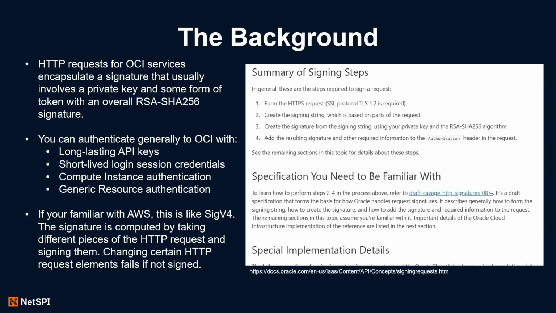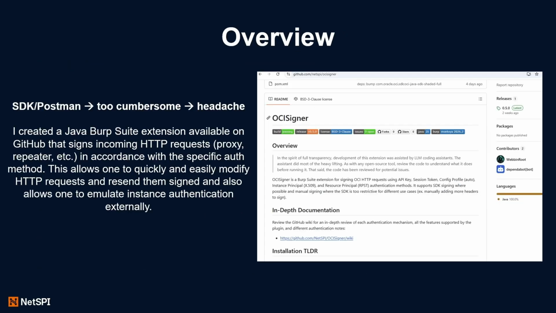That's what this is again. All these different forms of authentication are signed when they send their HTTP request to the server, and there are slightly different ways of getting the creds to sign them depending on how you're authenticating, but in all cases it's an RSA SHA-256 signature and usually some private key in some form of a token, in general.